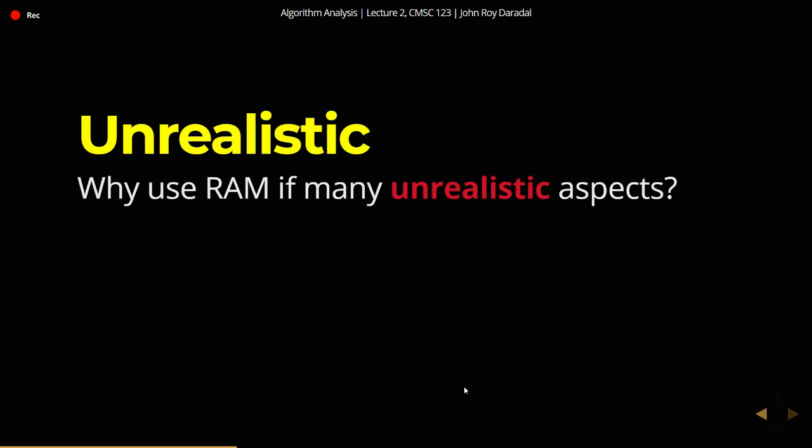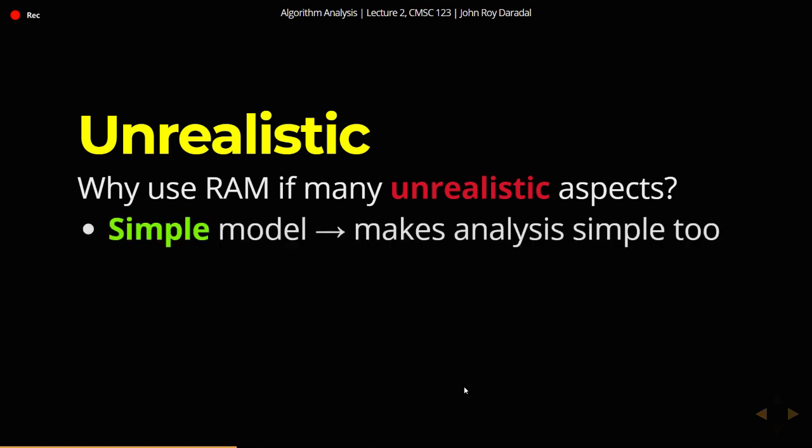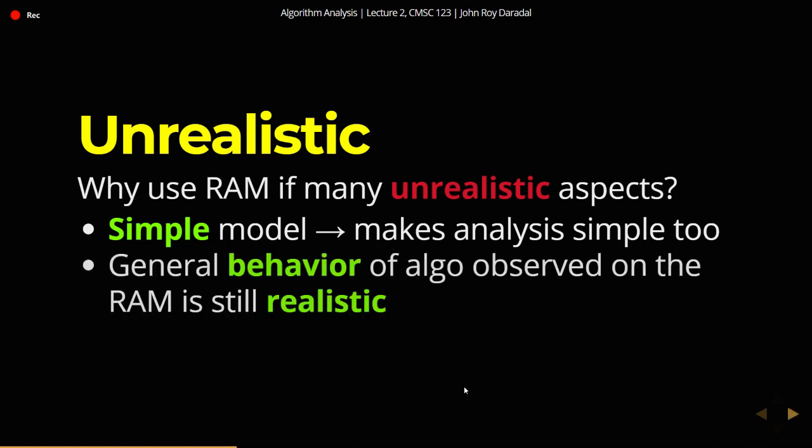If it has too many unrealistic aspects, why do we still use it? It's because the RAM is a simple model, and that makes the analysis simple too. And even with a lot of unrealistic aspects, the general behavior of the algorithm that's observed on the RAM is still realistic. So we'll still use the RAM even with the unrealistic simplifications. Okay, so that's the RAM model.